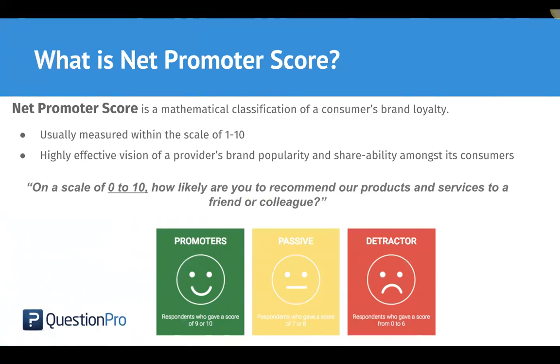And Net Promoter Score is a very good tool. It's very easy for people to understand, and the question typically looks like this: on a scale of 0 to 10, how likely are you to recommend our products and services to a friend or colleague? And based on what you rate on the scale, we categorize the promoters as 9 to 10. Anyone who picked 7 to 8 is passive, and anyone who's a detractor is 6 and below, or 0 to 6.